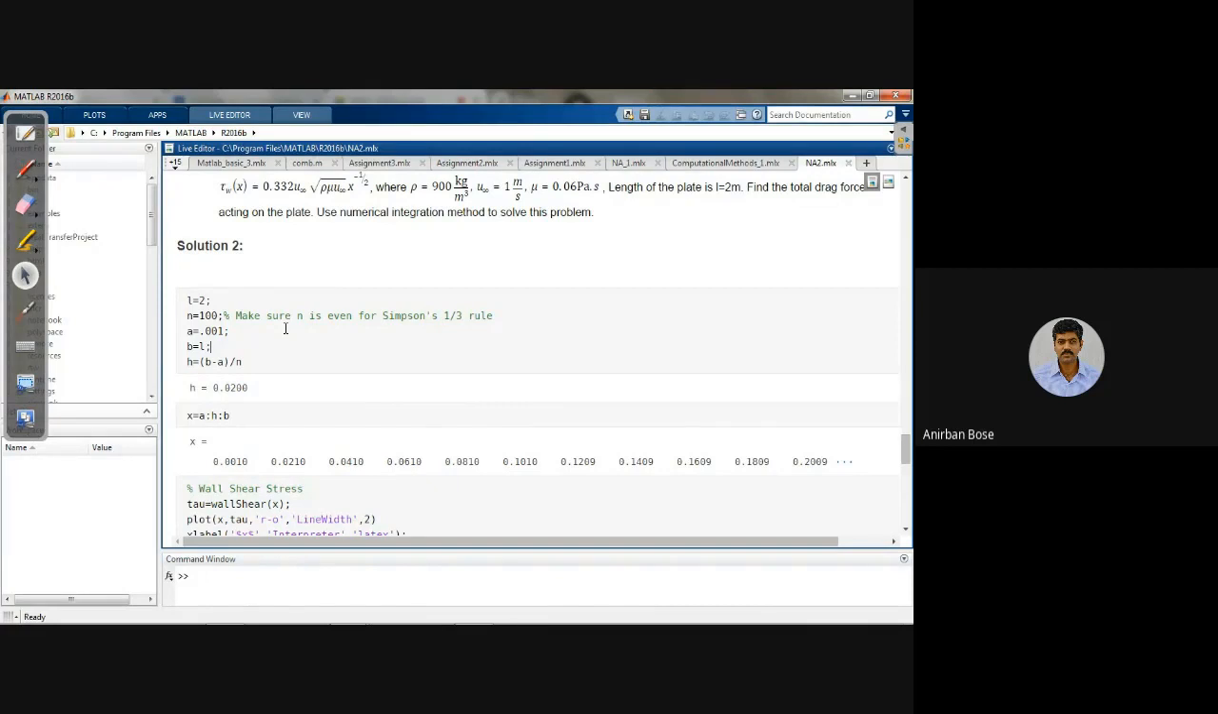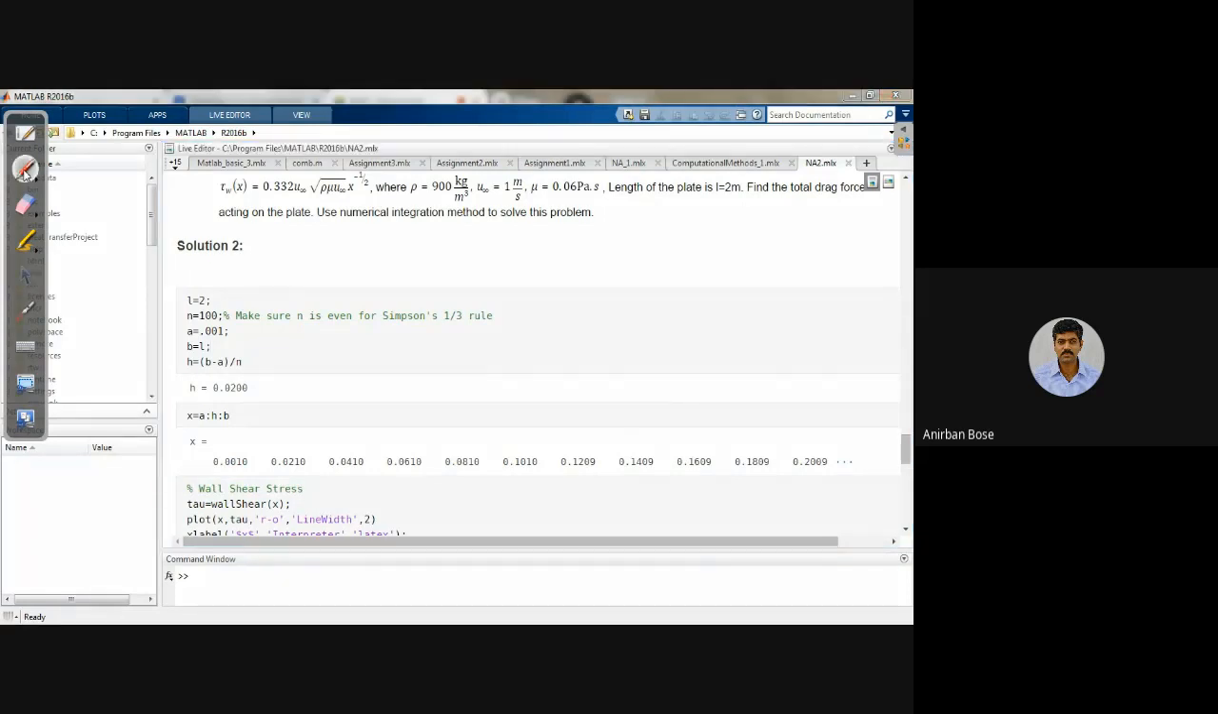So here it is important. For the Simpson's 1/3 rule, you have to remember that N should be even numbered. So I have taken 100. One thing is important: why instead of 0, I have taken A is equal to 0.001. A is equal to 0.001 and B is equal to L, because from A to B we have to integrate that particular function, and that function is basically tau dx. A should be 0 and B should be L, but instead of 0 I have written A is equal to 0.001.